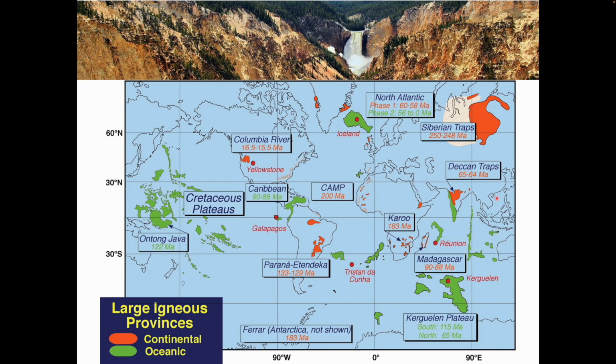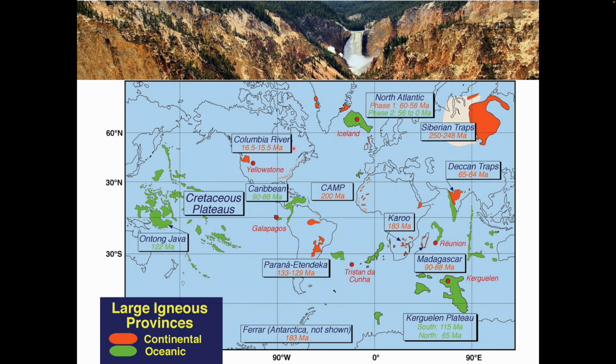They come in two primary flavors: continental, which exists on the continents, and oceanic, which exists in the oceans. Iceland is actually a large igneous province, but it has two phases, one going back to about 60 million years ago, and the other being active currently to about 56 million years ago. So there is a large hotspot beneath Iceland, in addition to it being located on top of the Mid-Atlantic Ridge.